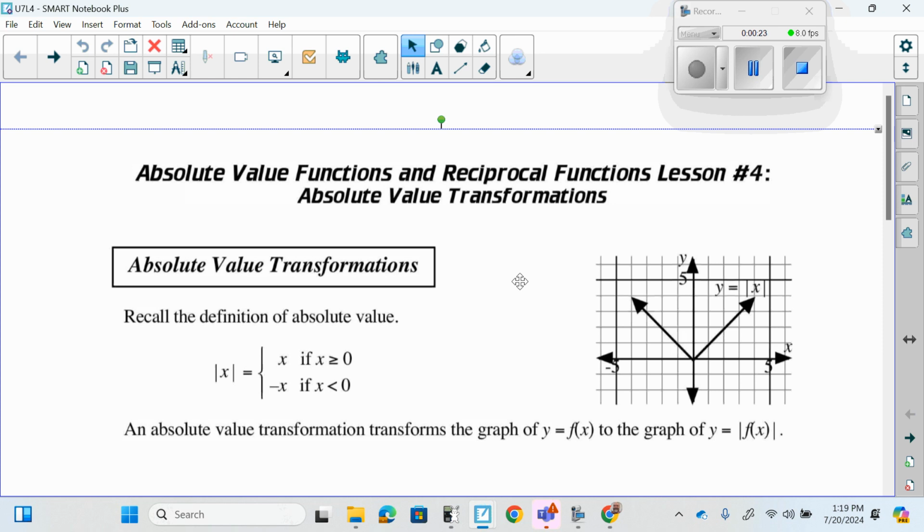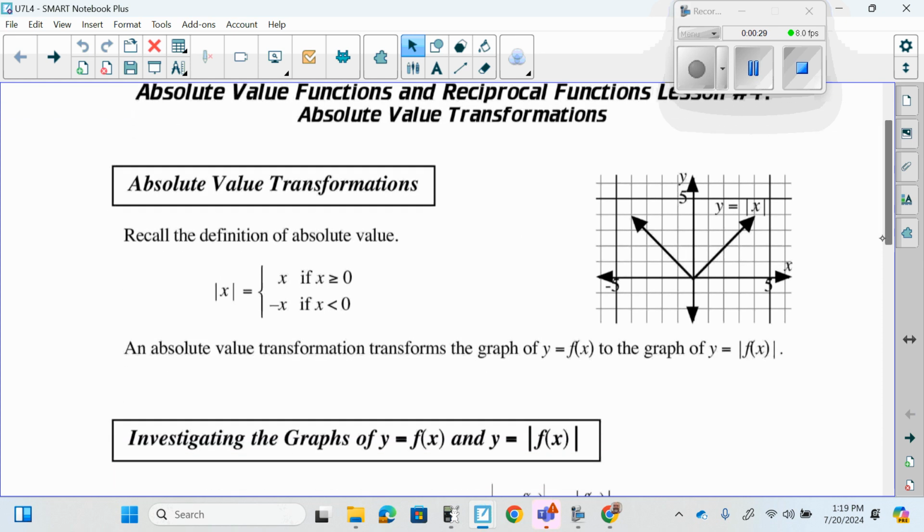An absolute value transformation transforms the graph of f(x) into the absolute value of f of x. It's just one of the transformations that we're going to learn. In this course, we learn about the absolute value transformation. We also learn about the reciprocal transformation. And then in 30-1, you learn about radical transformations. Why they split them up and didn't keep them all in one part of the course, nobody asked me. But I think it would have been better.